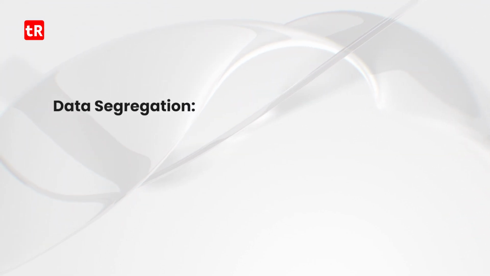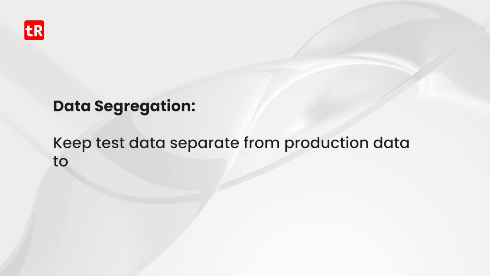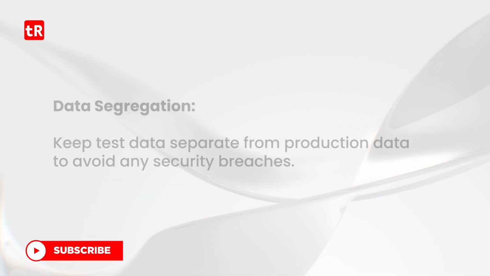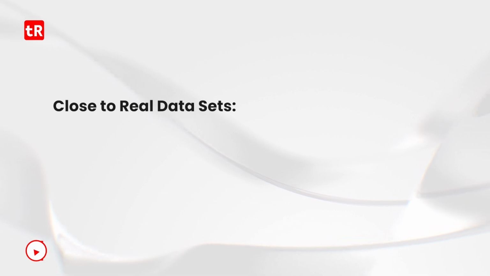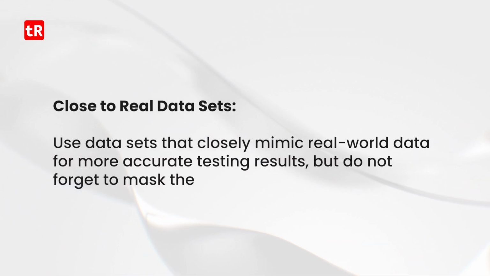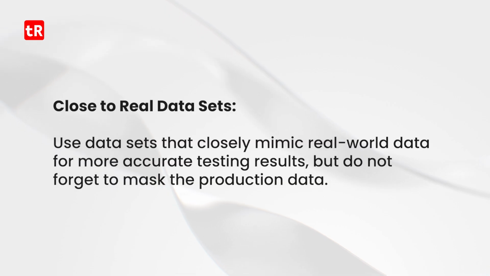Data segregation. Keep test data separate from production data to avoid any security breaches. Close to real data sets. Use data sets that closely mimic real-world data for more accurate testing results, but do not forget to mask the production data. Maintain test data.